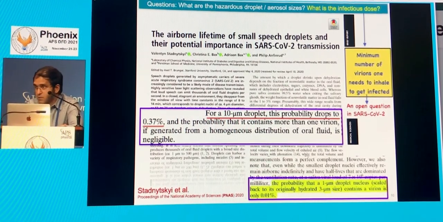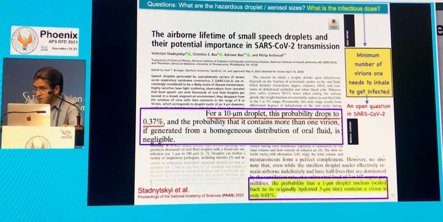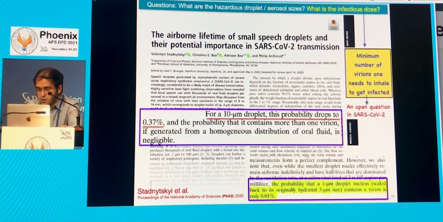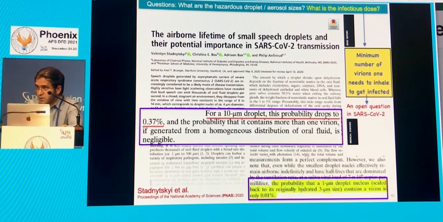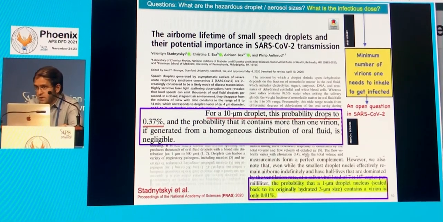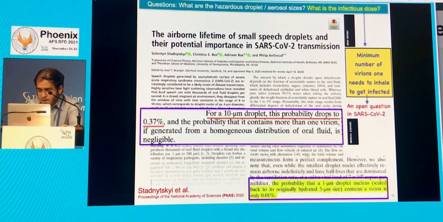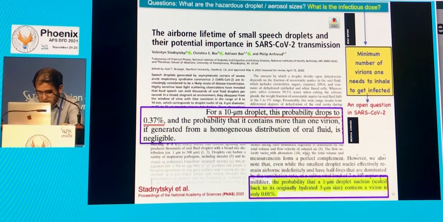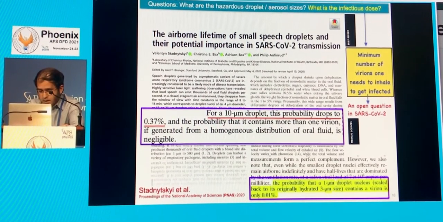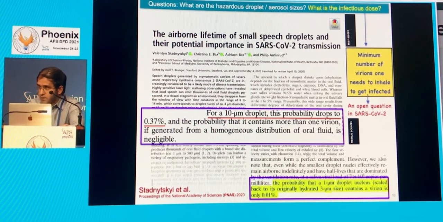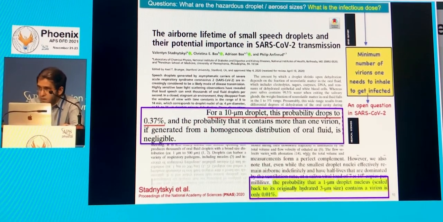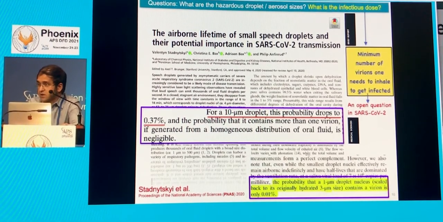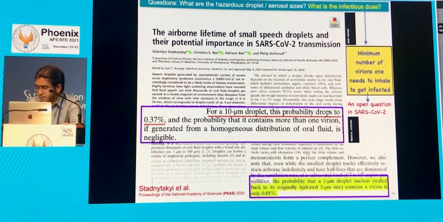Again, this is the minimum number of virions that can start the infection. To answer this question, we need to figure out how many virus particles would be there in a droplet that has just been expelled. And for that, I looked at the papers that are being published. So this study is from PNAS last year. They report that the probability that a 10 micron undehydrated droplet would carry at least one virion is just 0.37%.